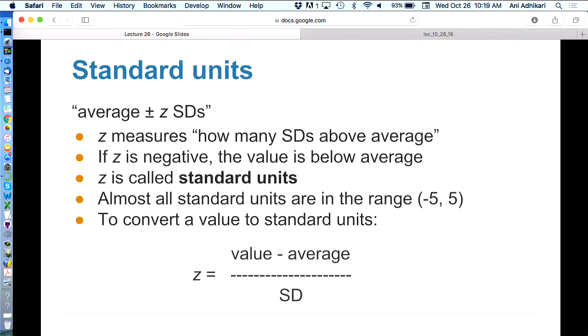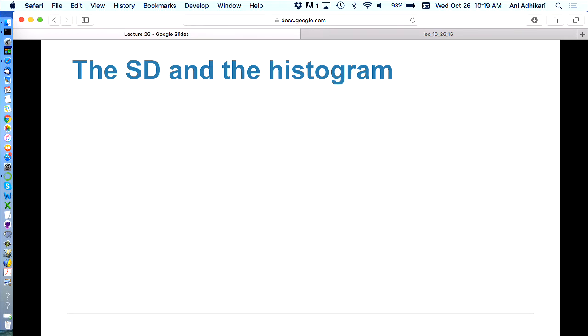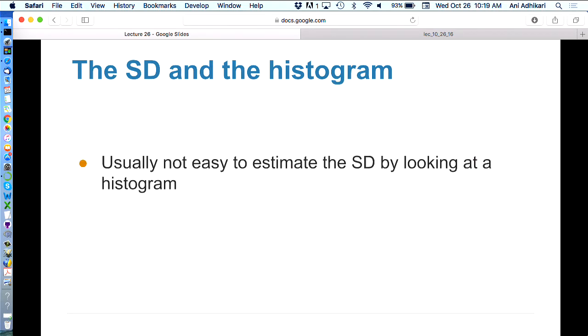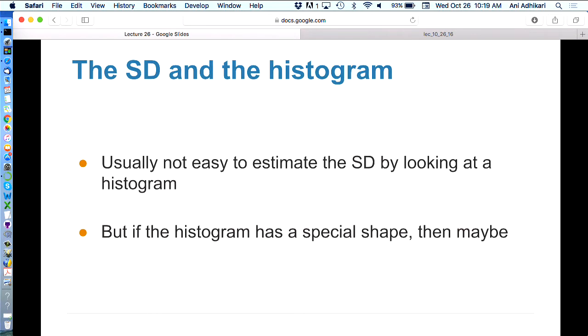I'll skip standard units, which are a number of SDs above average. I just want to look at SD relative to the histogram. You can't usually see them, except there is one distribution where the SD is clearly visible. And I'd like to work with that distribution for a little while.